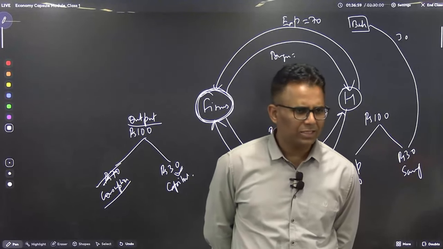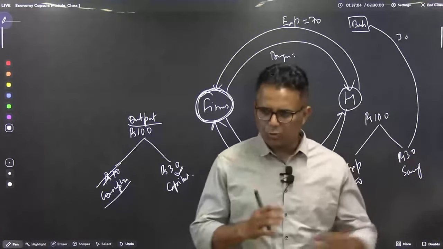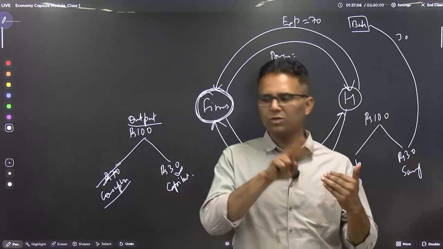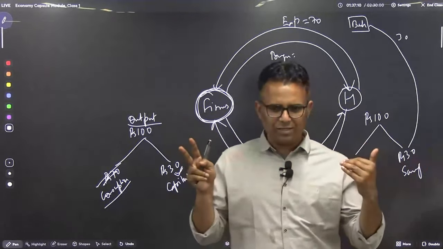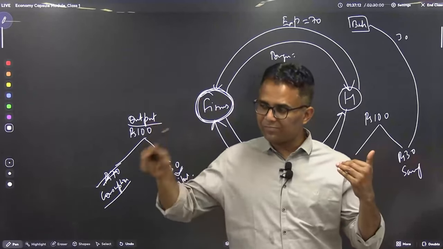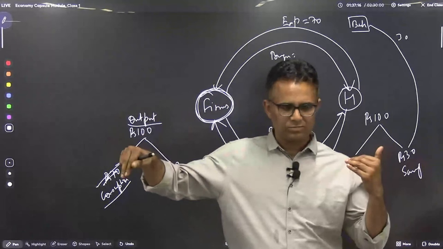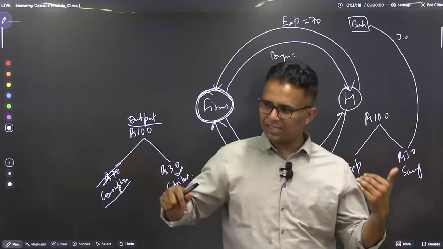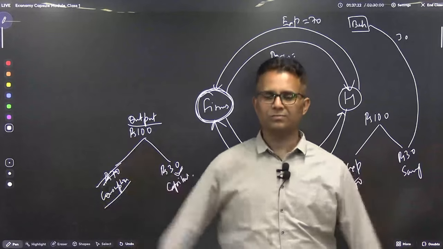Did you understand this thing? So there is a slight difference between saving and investment. You produced output, you got money, whatever you did not spend, that is your saving. And whatever you did not spend, that means that much of capital goods got produced in the economy. So saving is something else. Investment, production of capital goods, is something else.